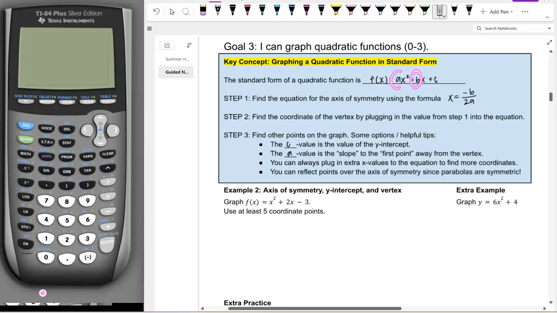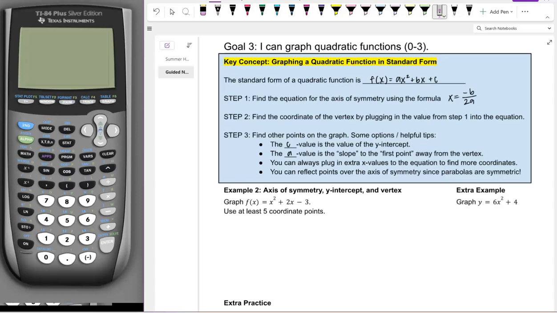So the b and the a are coming from the standard form equation. And the x equals is saying this is where the vertical line is. Remember, x equals a number is always the equation for a vertical line. So this will simplify to some number, and you'll have x equals whatever the number is. You'll draw that line on your graph, and then you'll find the coordinate of the vertex, step 2, by taking that number and plugging it back into the equation.